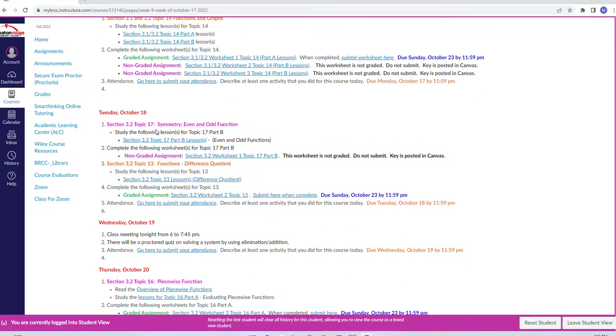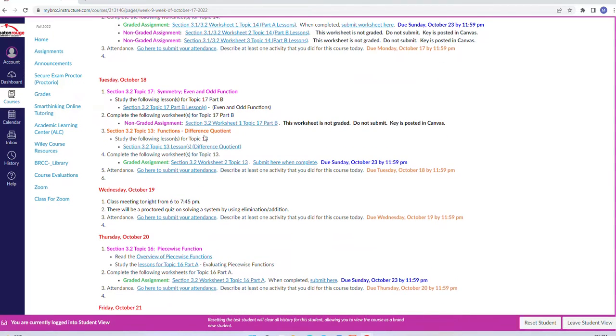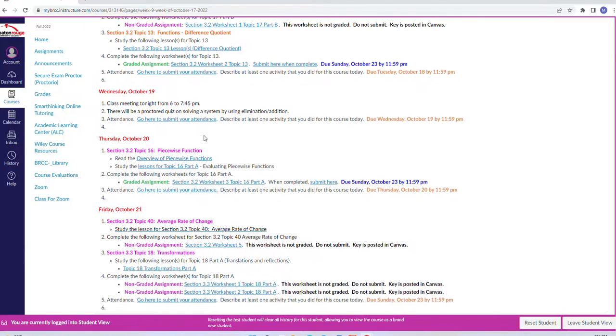Then in 3.2, they talk about something called even and odd functions. That's an important topic, especially if you go beyond college algebra. There's a non-graded assignment that goes with it. Another important topic that's going to be needed for either business calculus or science or engineering calculus is the difference quotient. This is a graded assignment, and it is on the difference quotient. That is something you'll see on test number 4.